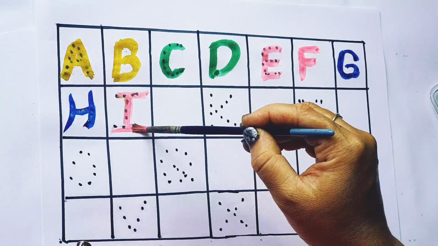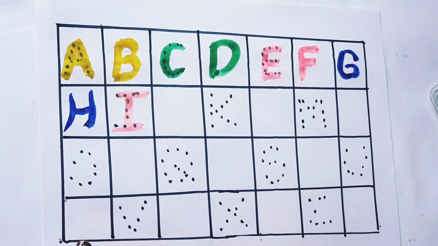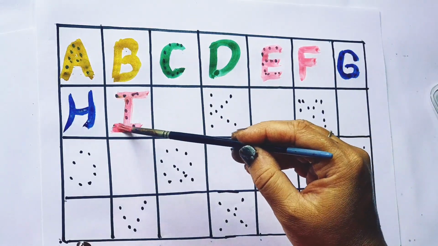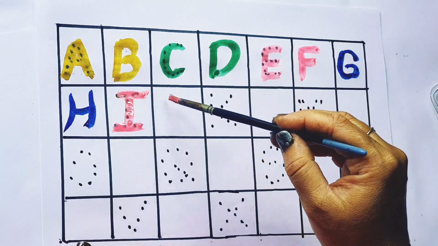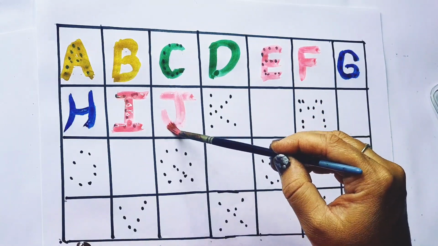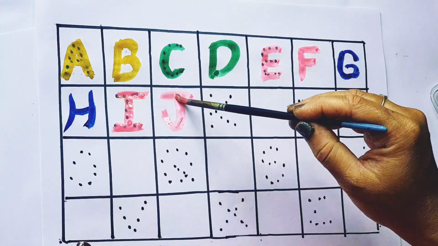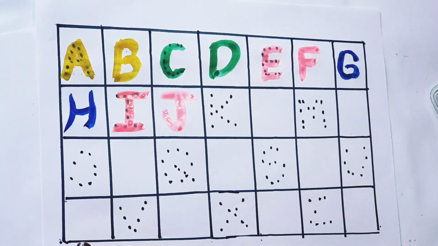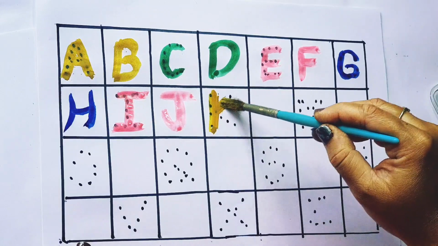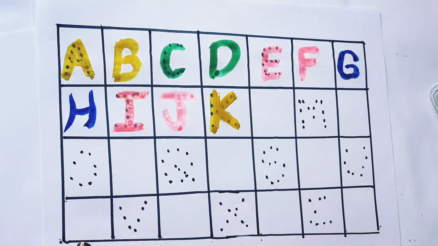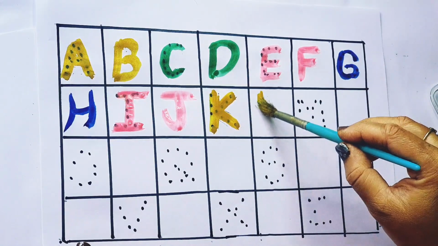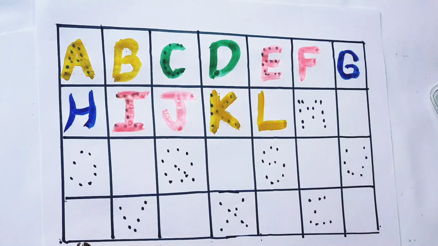I for eyes. I for ice cream. J for jelly. J for jug. K for king. K for kite. L for lemon. L for lime.